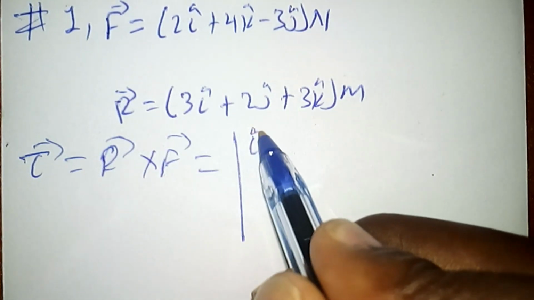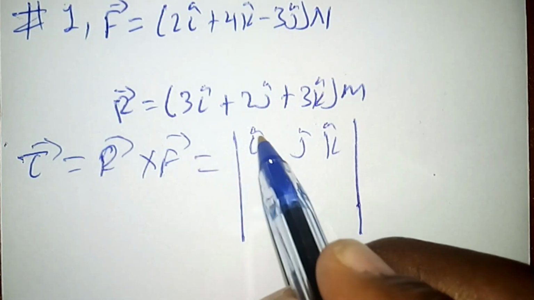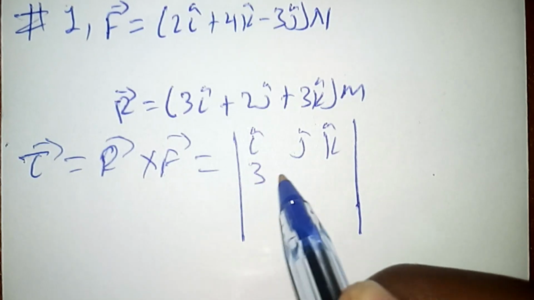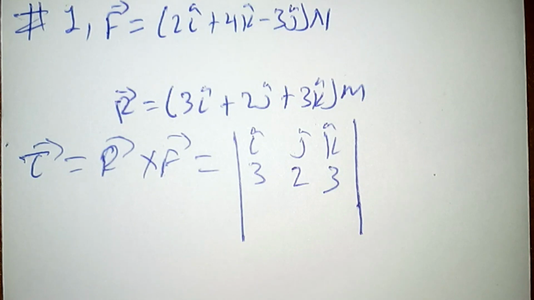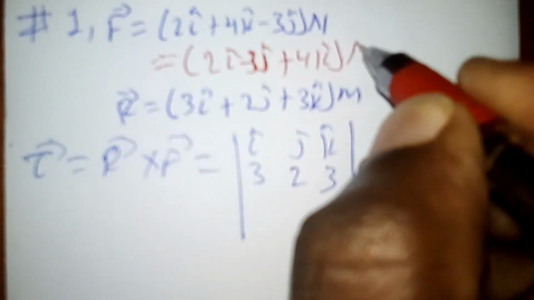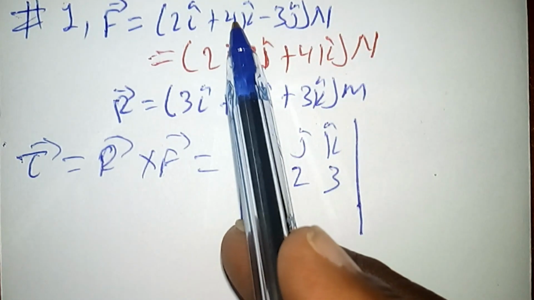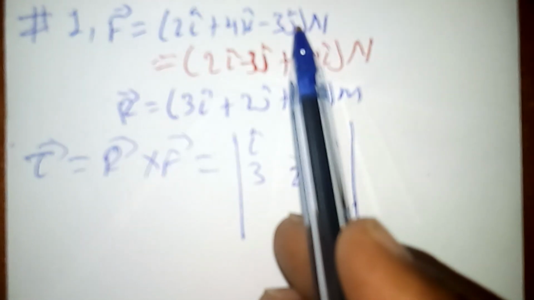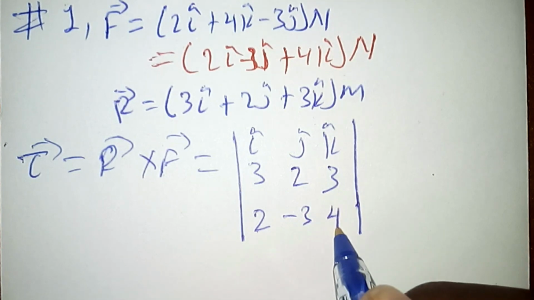we can use the determinant for i, j, and k components, and we can write the components of r, which is 3, 2, and 3. But don't be confused here. You can rearrange the force as F = 2i - 3j + 4k Newton. You can interchange the places of k and j here. So we can write 2, -3, and +4 here.